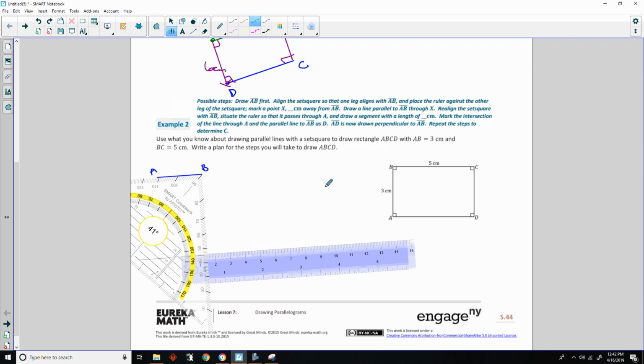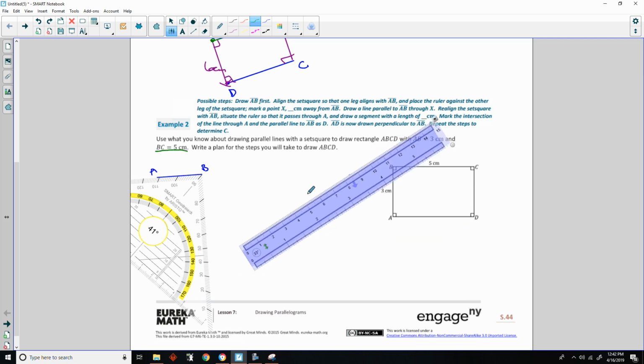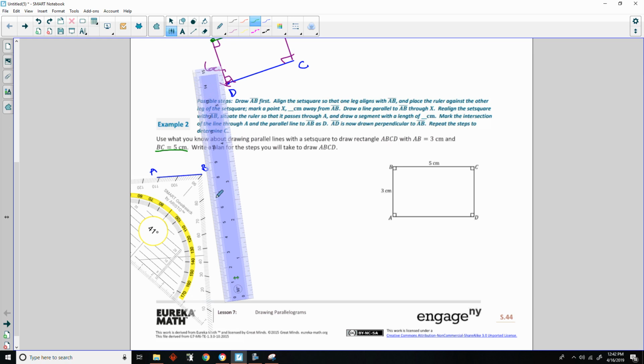And then I would take and draw a segment that is BC's 5 centimeters long. So then I'd bring my ruler over, line it up with the edge of my square, like this, but I'd bring it down and I want 5 centimeters, so I'd put the 5 right there on B. Really difficult electronically.